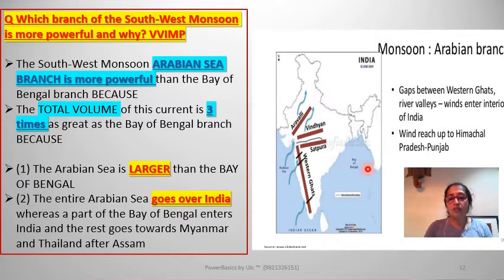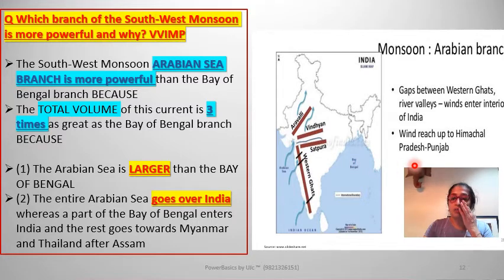So the Bay of Bengal is here, and it just goes to this part of India, goes towards Assam, and then moves out towards Myanmar and Thailand. So the Arabian Sea branch is larger than the Bay of Bengal branch for two reasons. One, the Arabian Sea itself is larger than the Bay of Bengal, and two, the Arabian Sea goes over India. Goes over means it is covering all over India. But the Bay of Bengal just touches towards Assam and then goes away towards Myanmar and Thailand. So the total volume of the Arabian Sea current is 3 times more than the Bay of Bengal.